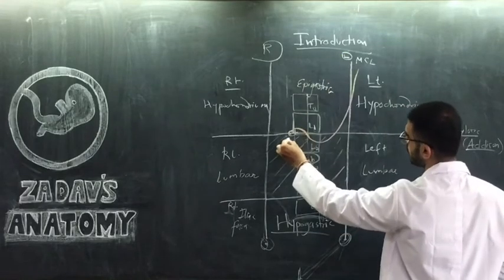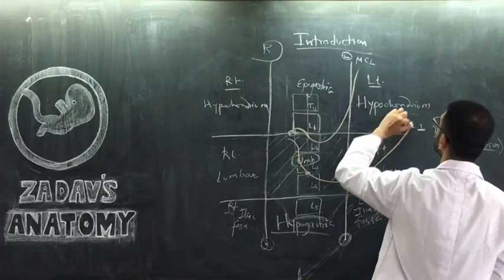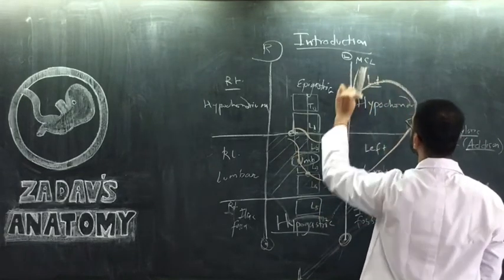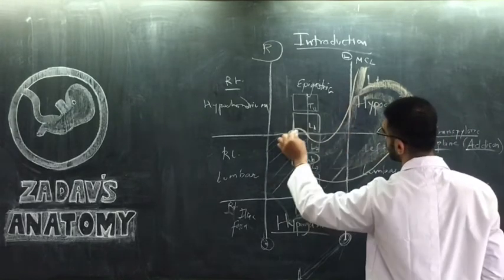So it occupies a part of the umbilical region, a part of the left lumbar region, and also a part of the left hypochondrium.